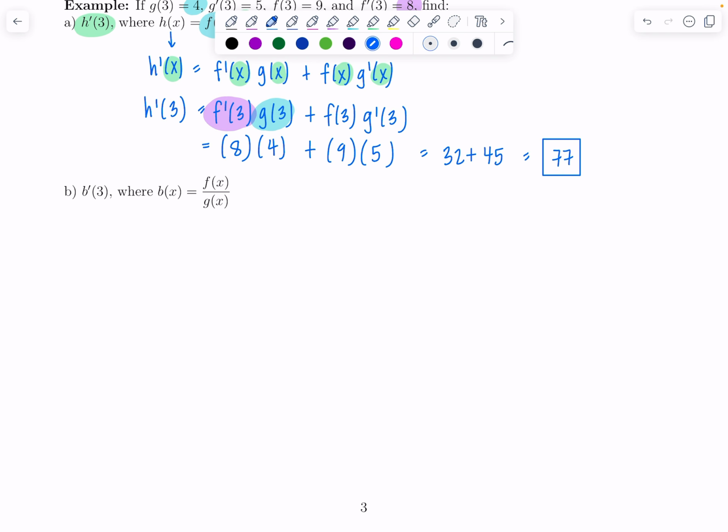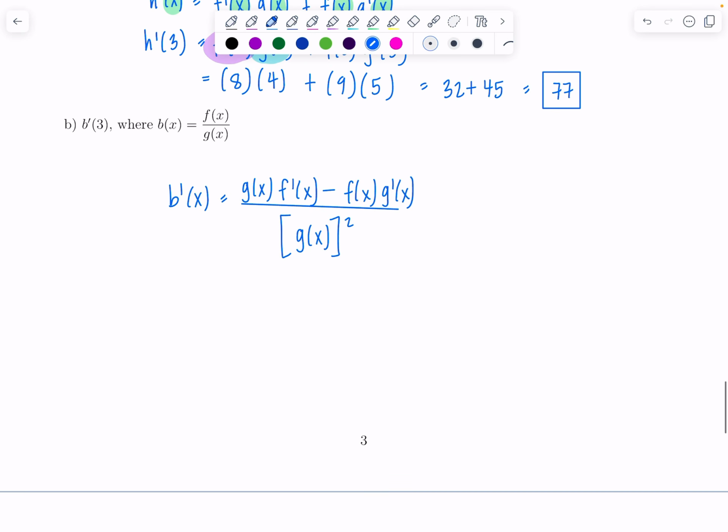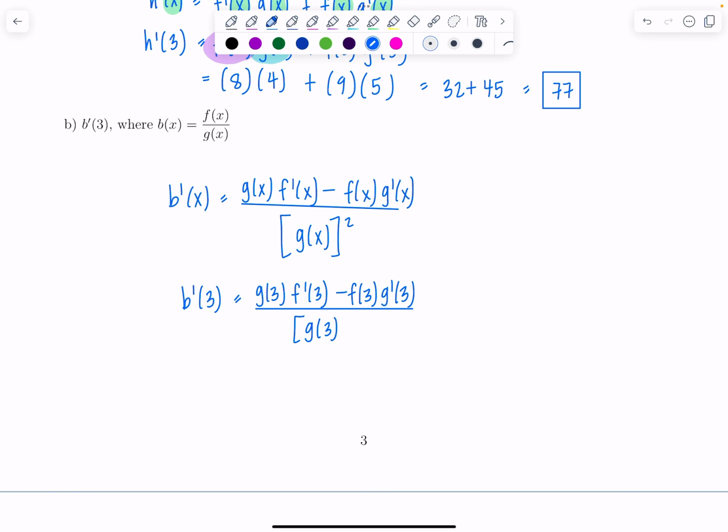Find b prime of 3, where b of x equals f of x over g of x. So first, find b prime of x. Then you're going to substitute in 3 for x. So we have low d high is f prime of x minus high d low is g prime of x over low, square the bottom, g of x squared. Good. Now replace all the x's with 3's. So b prime of 3 equals g of 3 f prime of 3 minus f of 3 g prime of 3 over g of 3 squared.